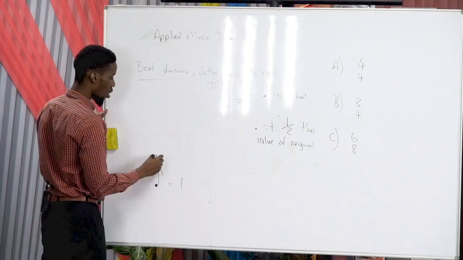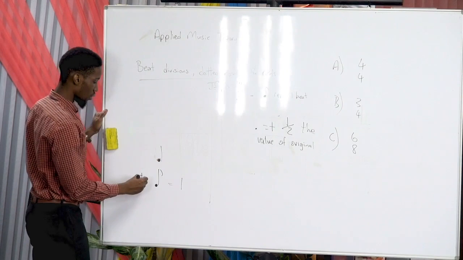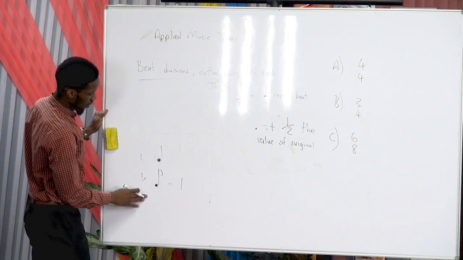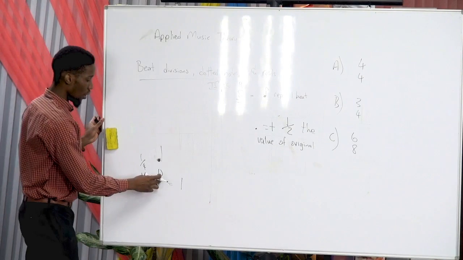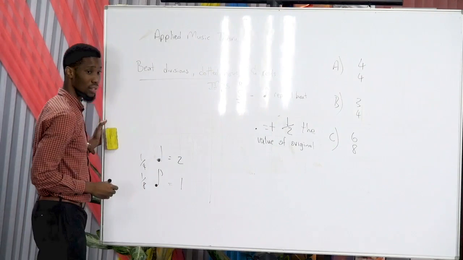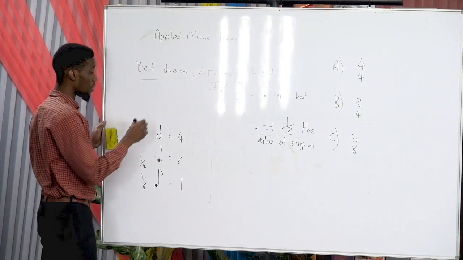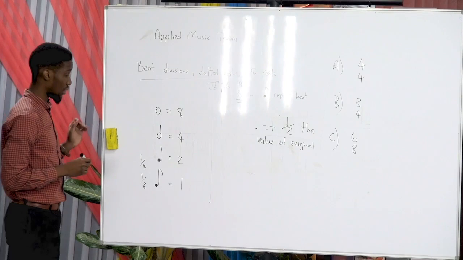This is a half note, this is a quarter note. Well, it's an eighth note, sorry. This is a quarter note. If a quaver represents one beat, a crotchet represents two beats. So you see how everything changed? A minim would represent four now, and a semibreve would represent eight. Seen that?